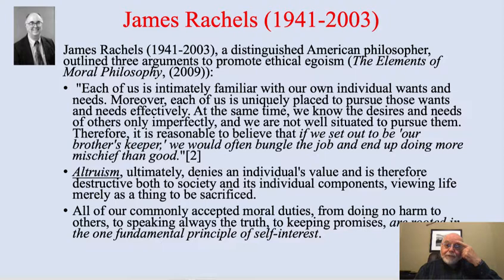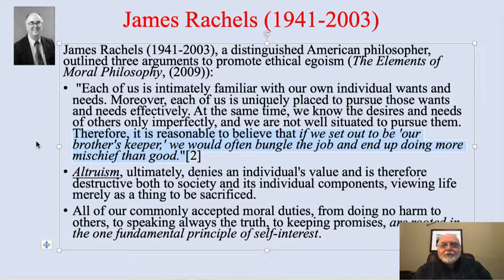What's important about Rachels' work is he set out three reasons for the idea of ethical egoism. And you can see them set out in detail here. We know our own needs, we know our own desires, but the real crunch comes in the therefore at the bottom of this first point. Now I'm going to highlight it so that there's no question you can see it. There. It's reasonable to believe that if we set out to be our brother's keeper, we would often bungle the job and end up doing more mischief than good. It's an interesting view, really.